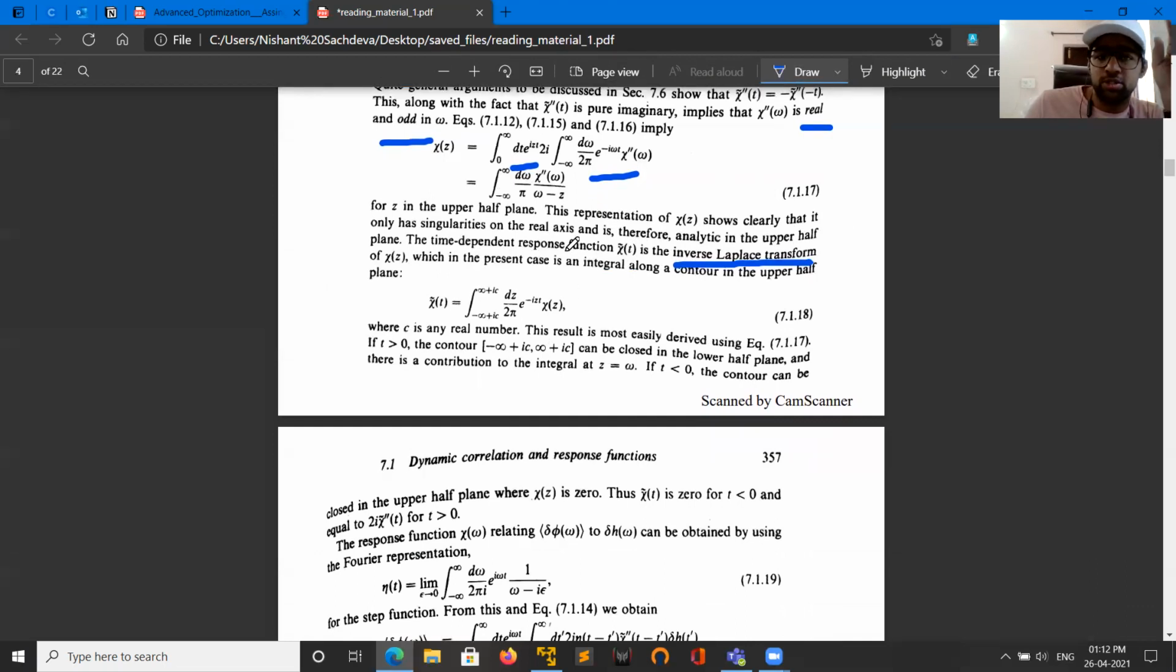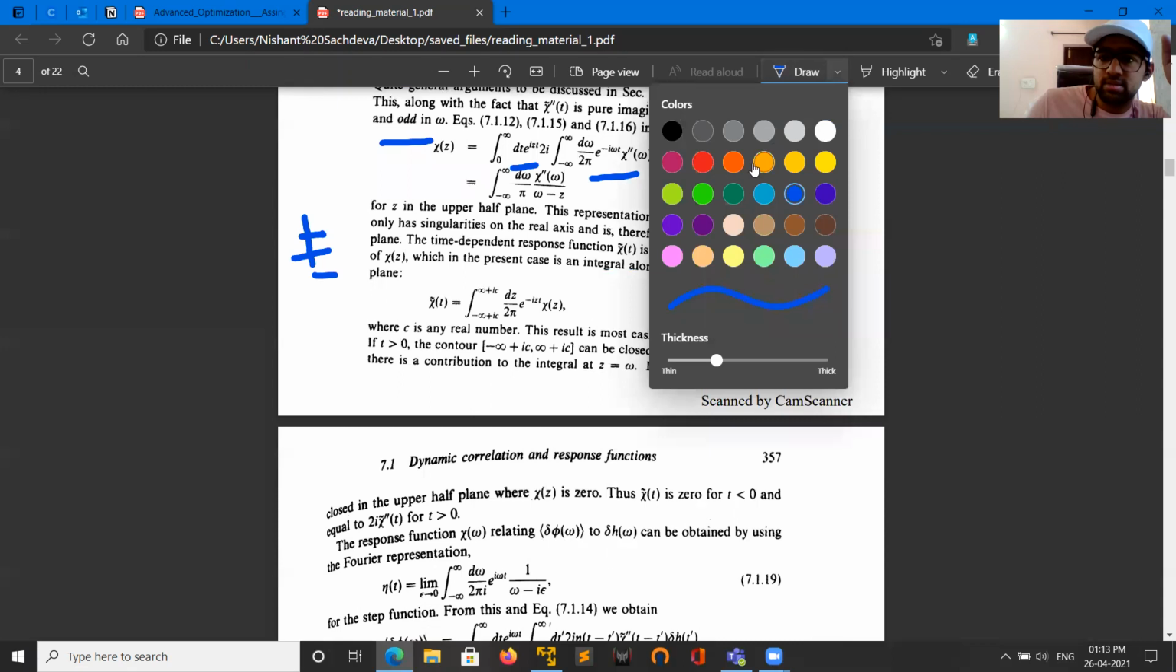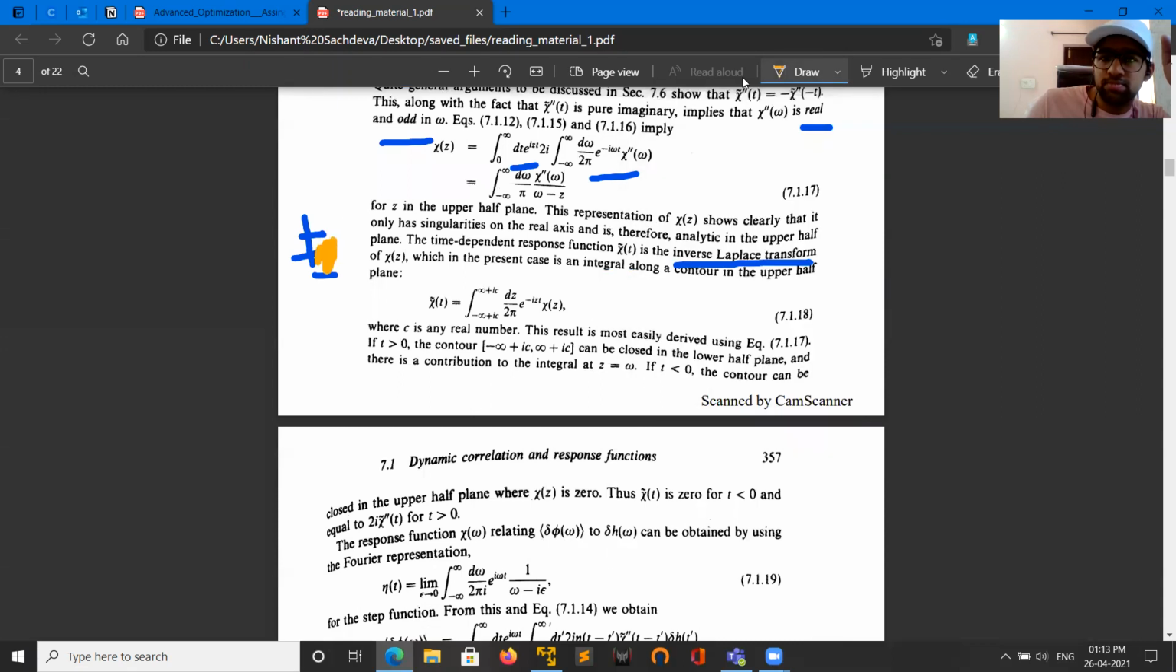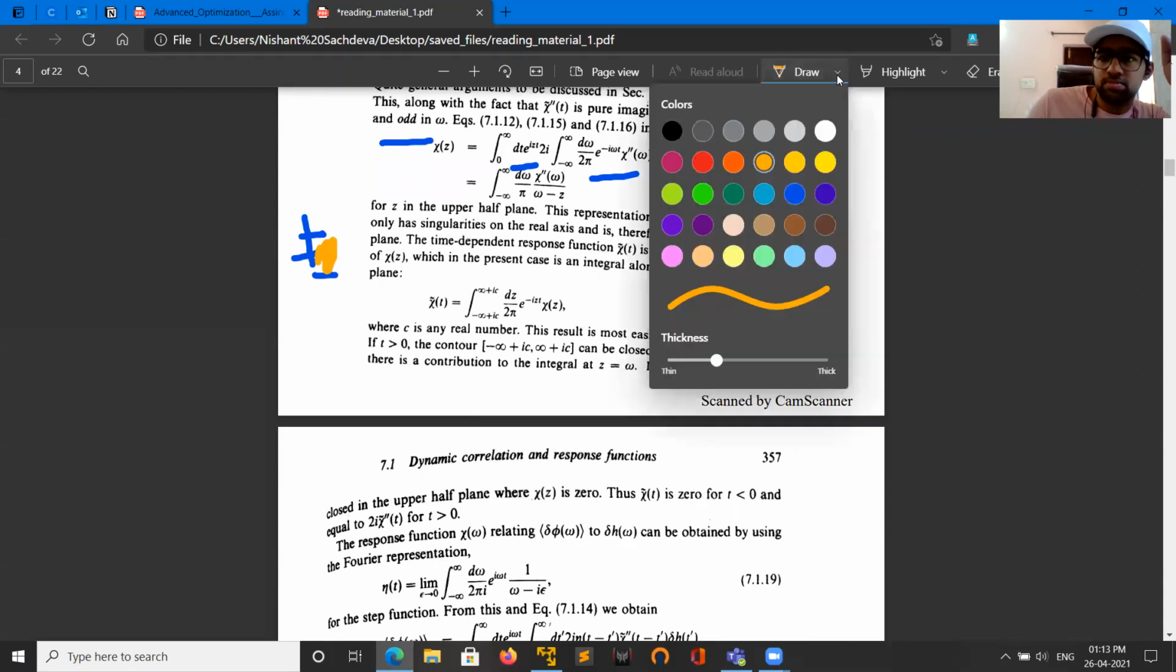It's an integral along a contour in the upper half plane. Be careful of these equations. Now in this equation, it's given as an integral from minus infinity plus ic to infinity plus ic, where c is any real number. Basically, infinity goes to the real part and some ic here and some minus ic. So they're dealing in this particular range over here. So just be careful about that. We have to be mindful of that.